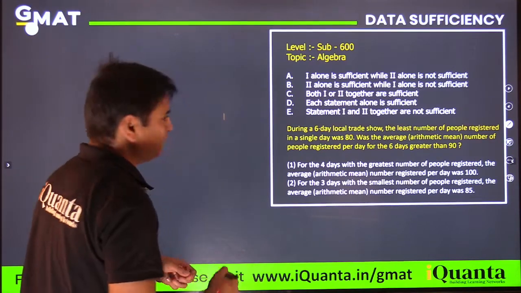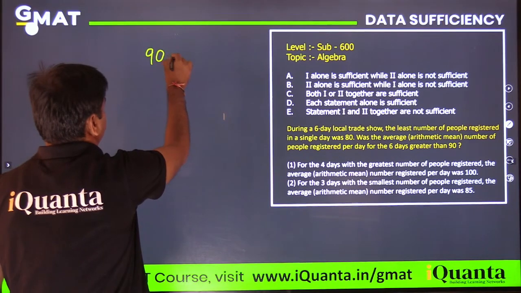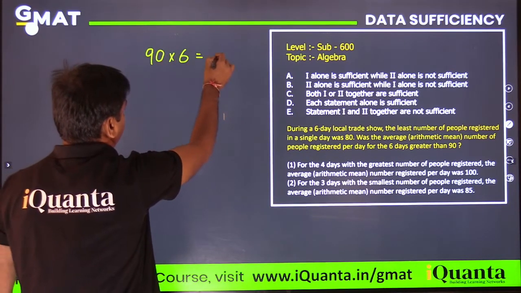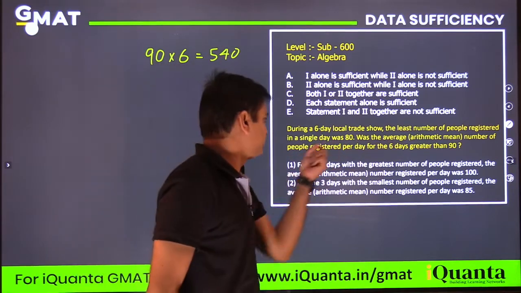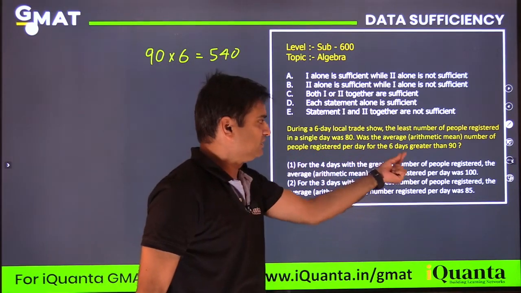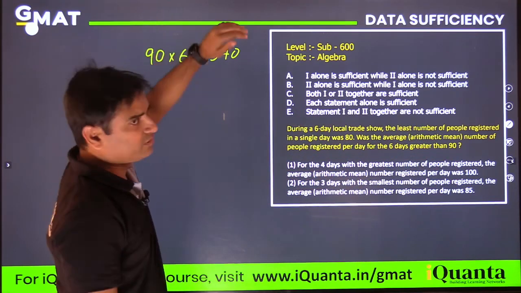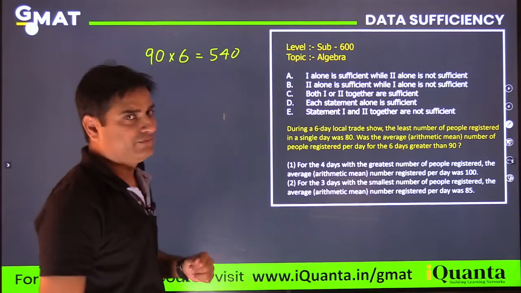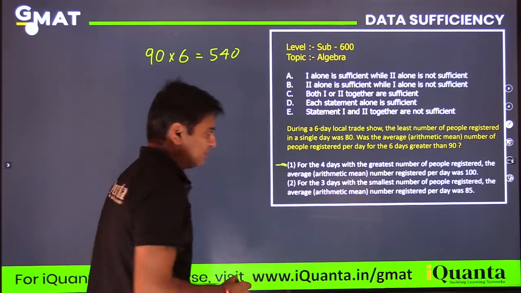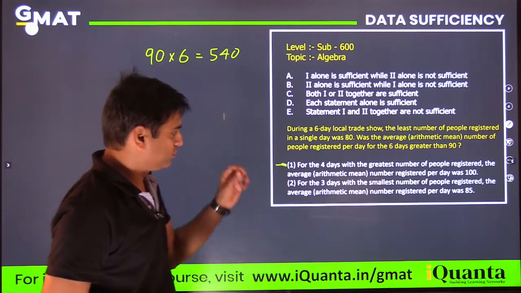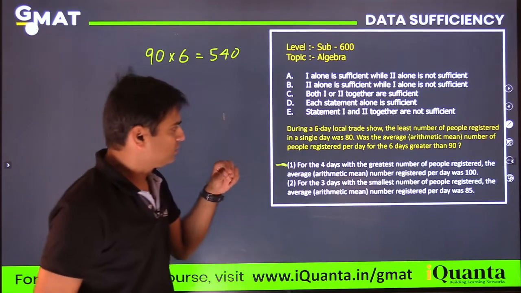So if the average is 90 per day, then it should be 90 times 6, 540 people. Now they are asking was the average number of people registered per day for the 6 days greater than 90. That means they are asking whether the total number of people registered for 6 days was more than 540 or not.